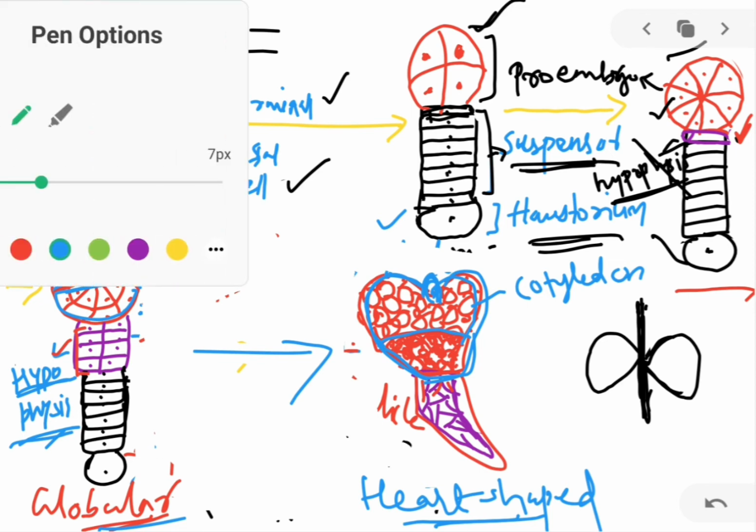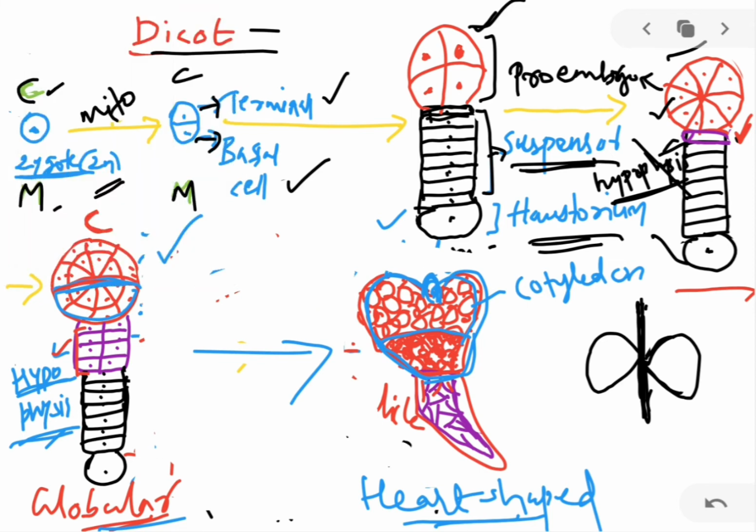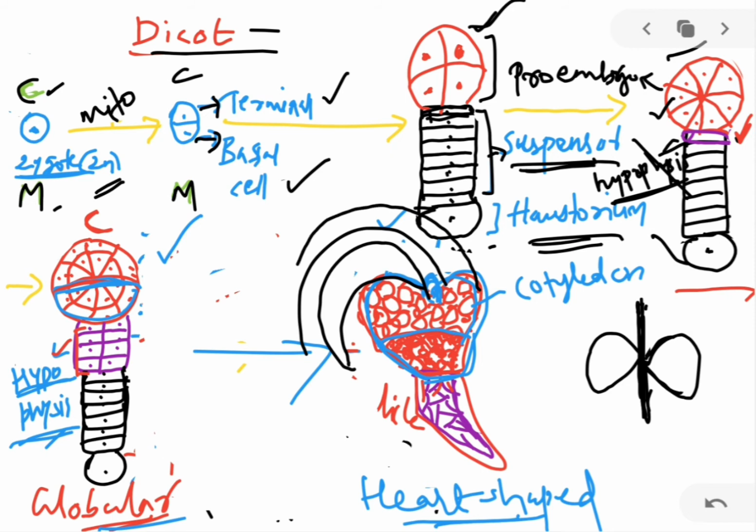Now, after some time, what happens? Inside the embryo sac, there is limited space, right? Now, if the growth keeps happening, what happens? Since the space is not there, they start to grow. The cotyledon keeps growing, but it starts bending. So we will get a shape like this. It starts bending. What are these structures? This is the growing cotyledon. This is the cotyledon which got bent now.